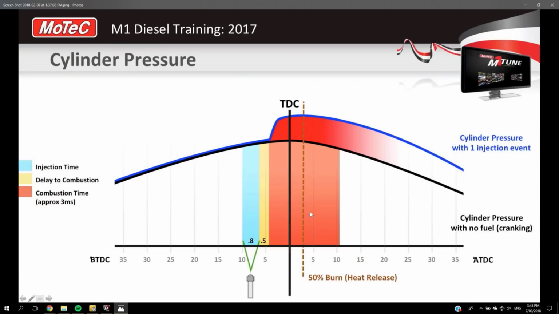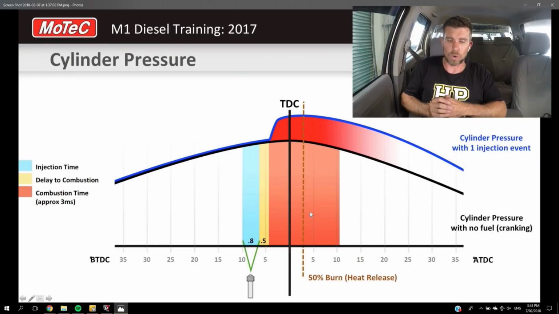Okay, so what we'll do is we'll just have a look here. If we jump across to my laptop screen, we're going to have a look at what's actually happening inside the cylinder. So hopefully this will give you a little bit more of an understanding. I'll just explain what we've got here. The black line that I'm drawing over at the moment is basically the pressure trace that we're going to see inside the cylinder. We're injecting no fuel, so we're just cranking the engine over.